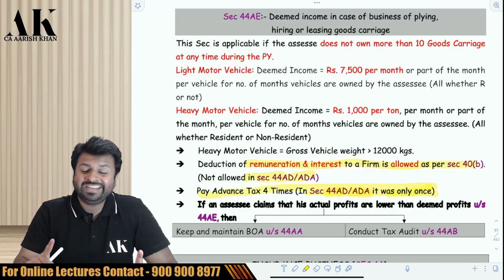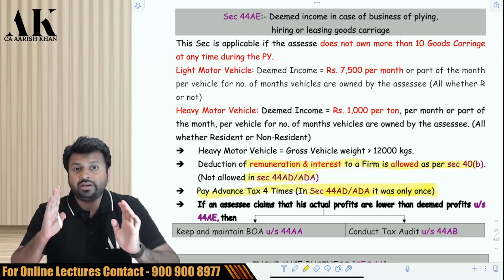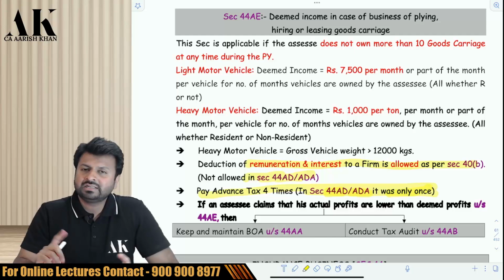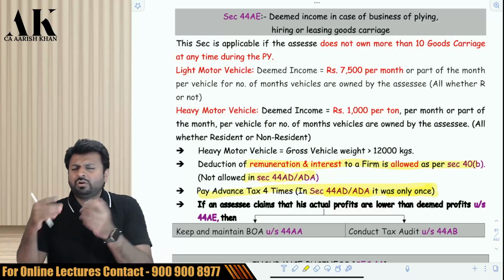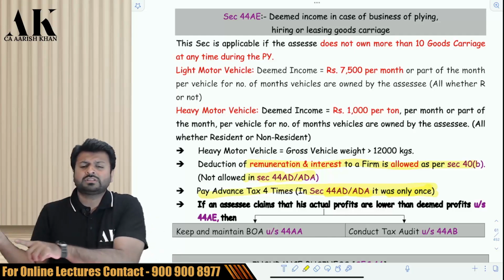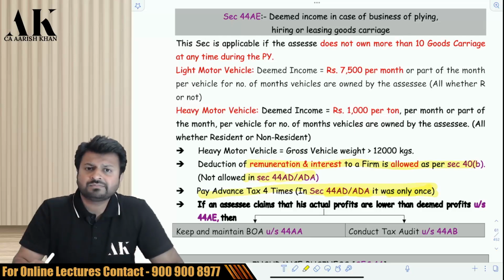Just like 44ADA. In 44AD, there is a lock-in of 5 years. There is an issue of 5 years that you have to maintain, follow this section for 5 years and all those things. Here, you can opt out. If you do not like this section, go for audit, maintain books of accounts, conduct audit, and go for this particular section. It's all fine.